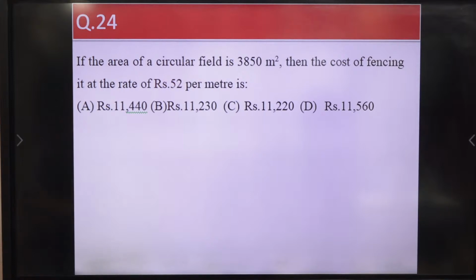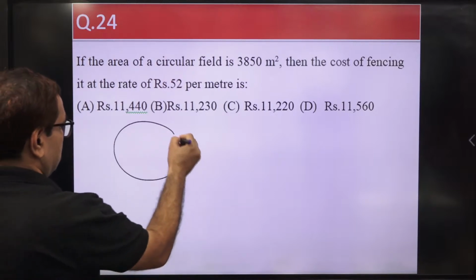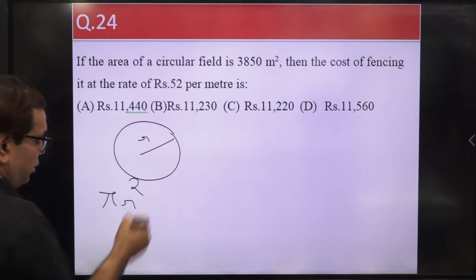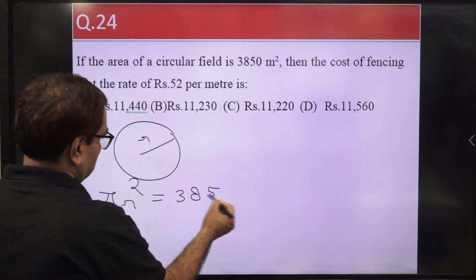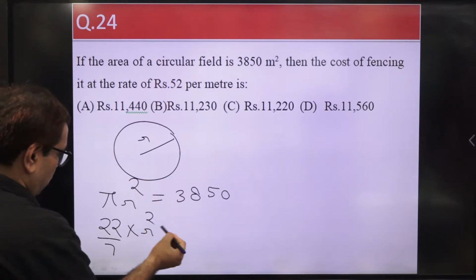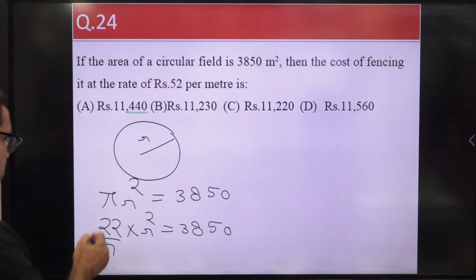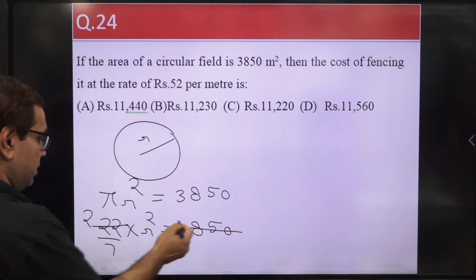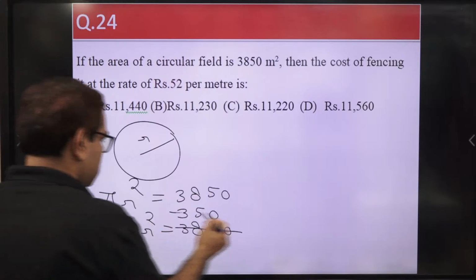Area of a circular field, you know. Area of a circle, we have a circle having radius r. So what is the area? Pi r square. This is the area of the circle, pi r square, which is equal to 3850. So pi is taken as 22 by 7 into r square equal to 3850. Now we can see that this is divisible by 11. So 11 2s are 22. And here also we can cancel 11: 11 3s are 33, 11 5s are 55, and 0. And then this 2 can cancel this.